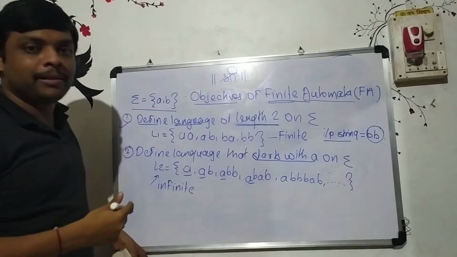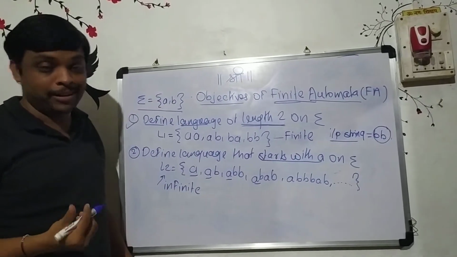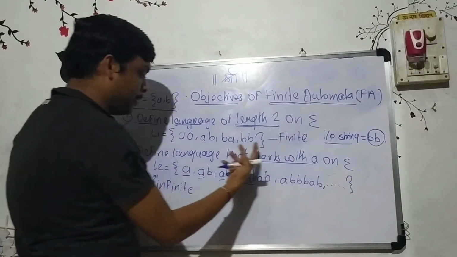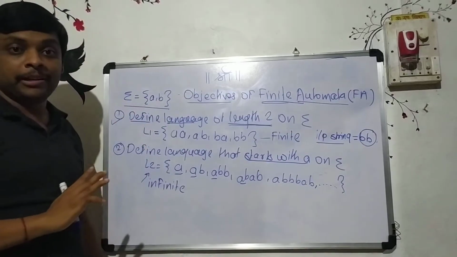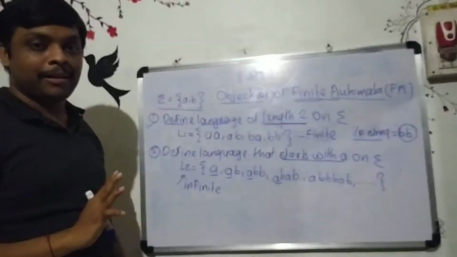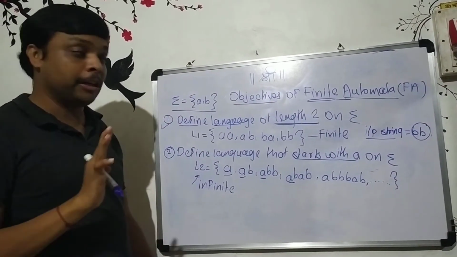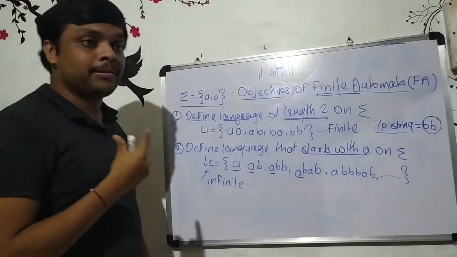Now you may think this question is very simple, right? Directly by observation we may say yes, BB is present. But it's not like that. This is not as simple as that. Now here, what is the twist?